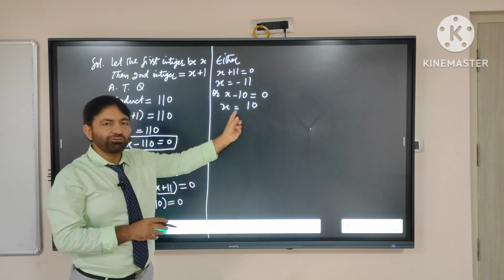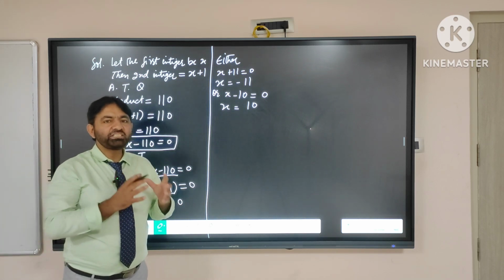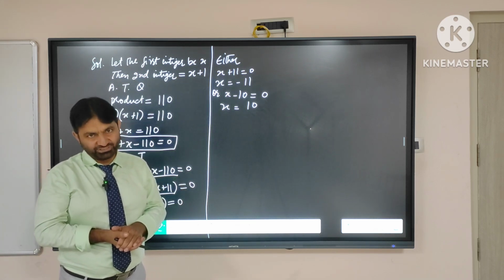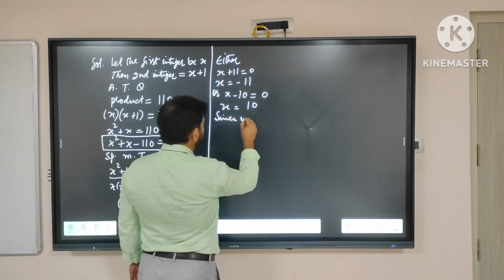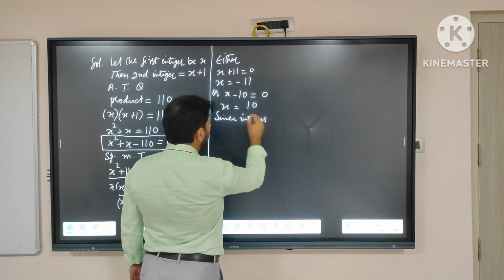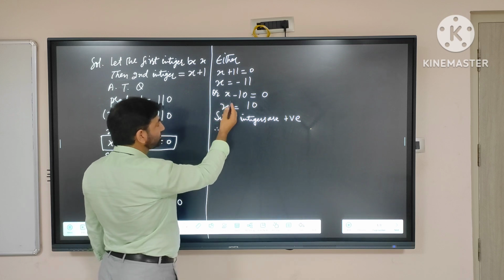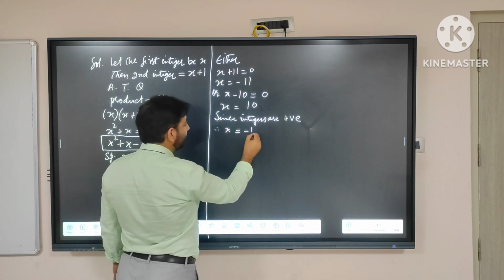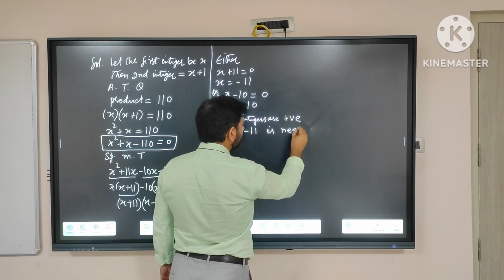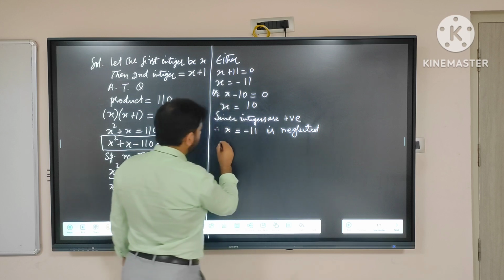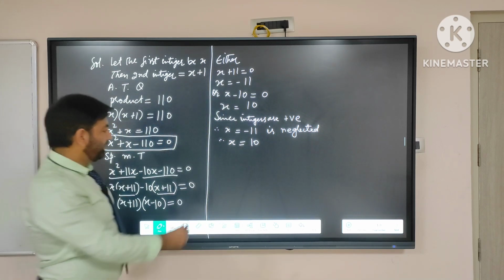The exact value of x is positive 10. Why? Because the condition is that these are two positive consecutive integers. So we can say, since the integers are positive, therefore x equal to minus 11 is neglected. Therefore x is equal to 10. So the value of x is 10.